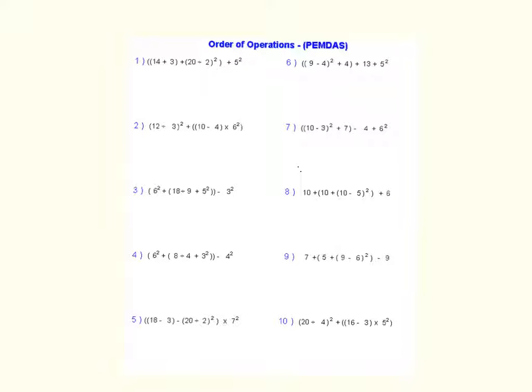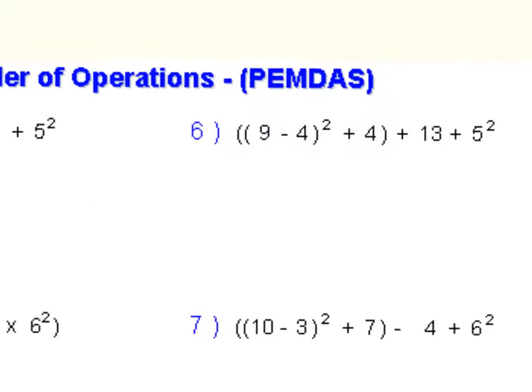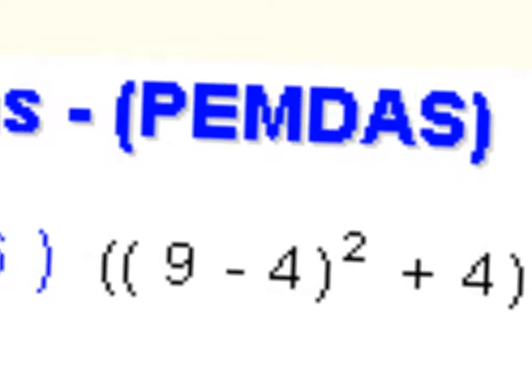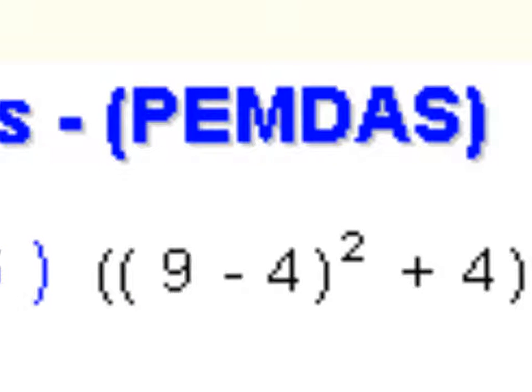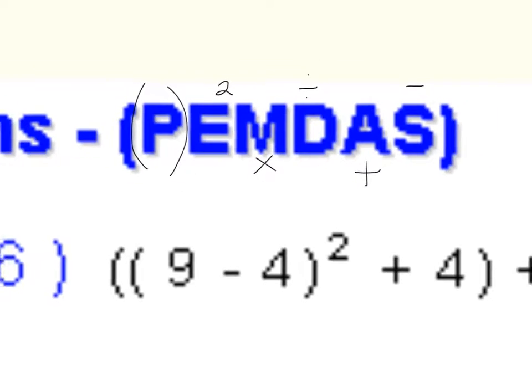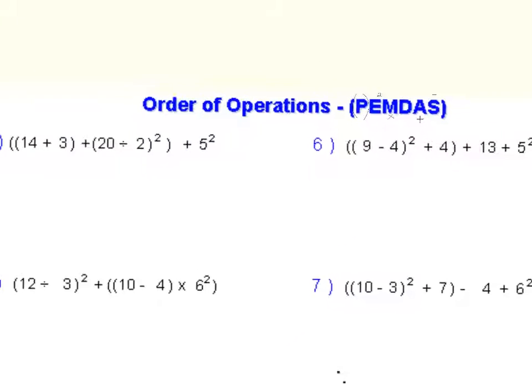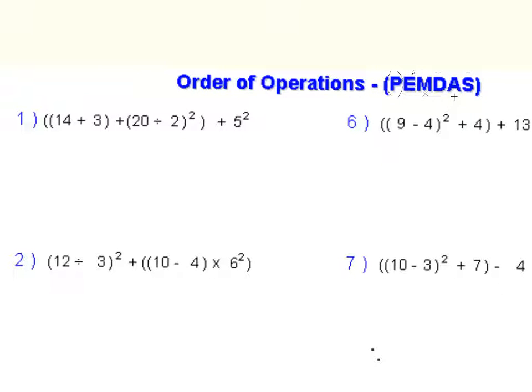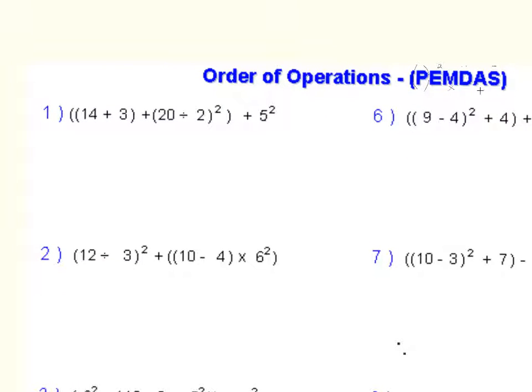So order of operations, PEMDAS. PEMDAS right here. The P is parentheses. The E is exponents. M is for multiplying. The D is for dividing. The A is for addition, and the S is for subtraction. Whenever we do examples like this, we want to keep that in mind as we're going through these so that we don't get mixed up.